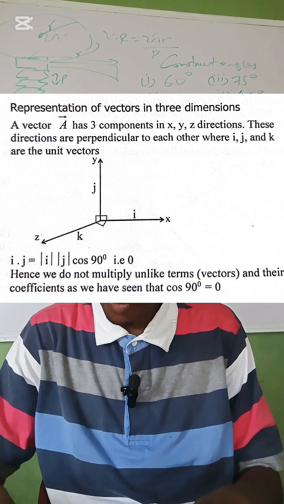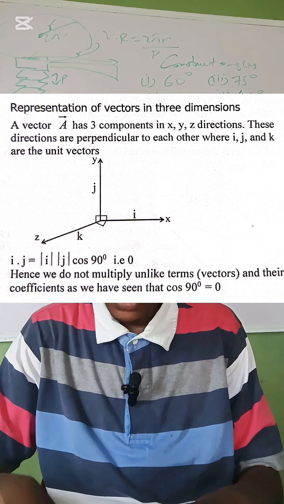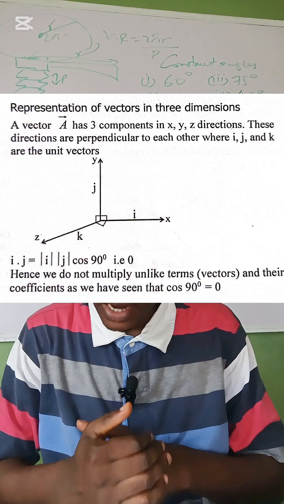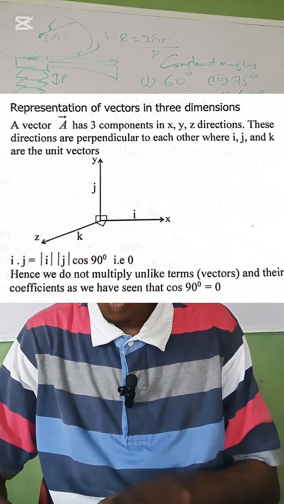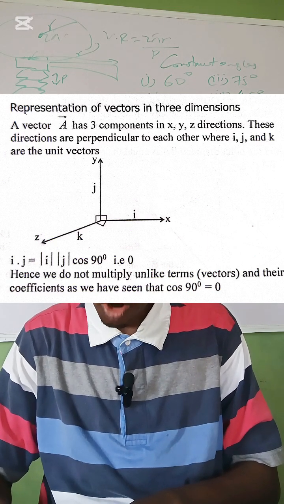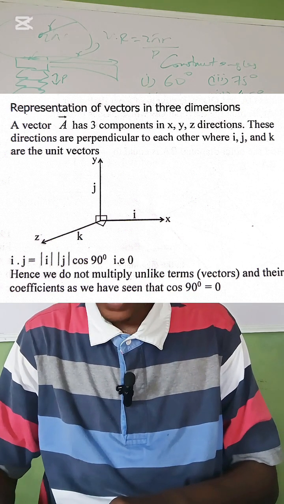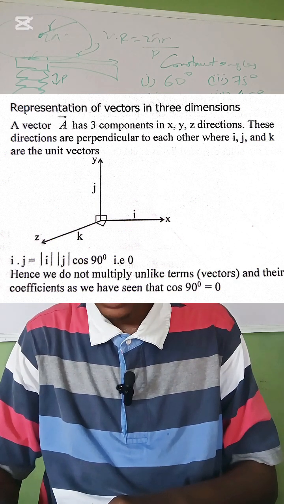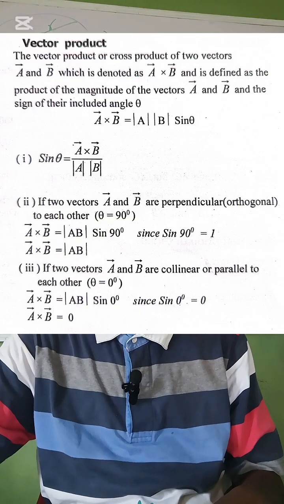All right, let's look at the diagram over here and see what we have there. The x axis has i, the y axis has j, and the z axis, which is in between them, has k. If you have to look at the 3 things, we have to take 2 at a time. If you are using i and j, i·j will be equal to, as we have had before, absolute value of i times absolute value of j times cos 90, because between i and j is 90 and cos 90 is 0. So hence we do not multiply unlike terms under vectors, and their coefficient, as we have seen, cos 90 is what? 0.